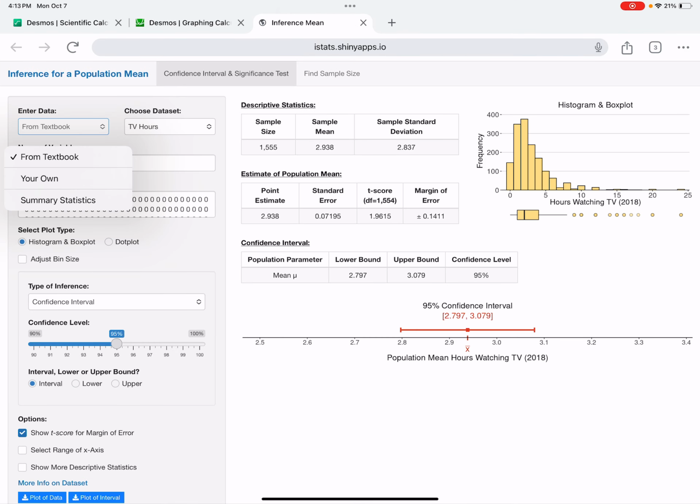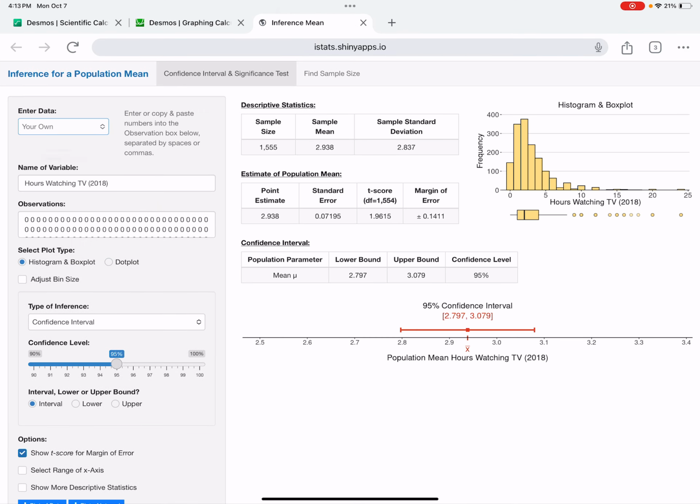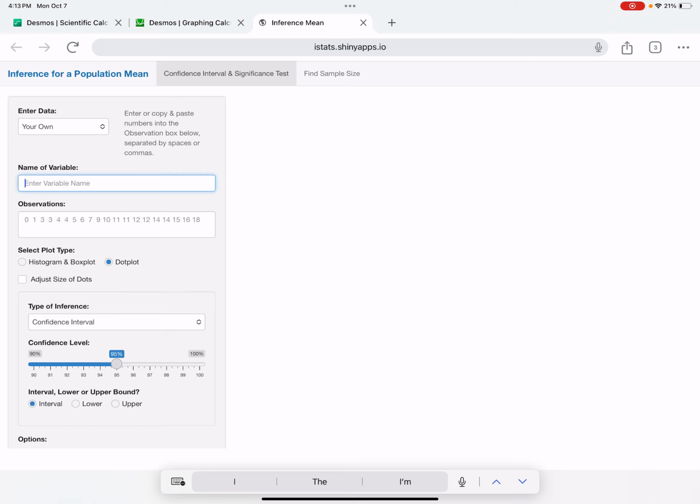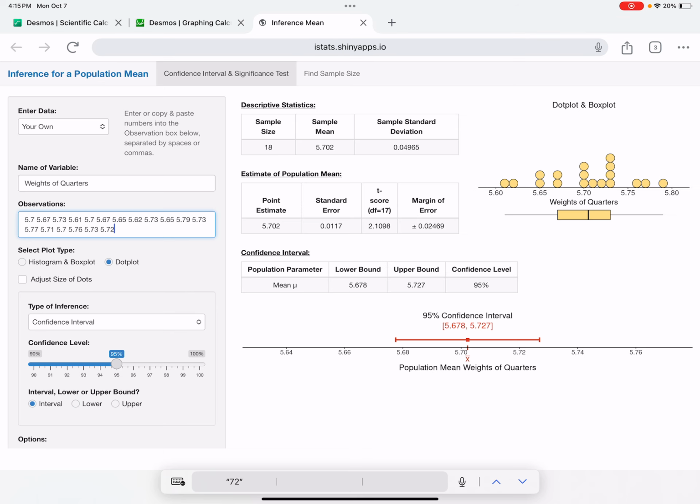So what you're going to want to do at Art of Stat is click on "your own," and that'll give us a way to enter our own data. I'm going to name this weights of quarters. Then you can either type your observations in with a space or a comma between them, or you can just copy and paste from the Excel spreadsheet. So I'm going to enter this data set. I'm going to pause this, and when you come back, the data will be in. Okay, so I think I have all of the data in there correctly.